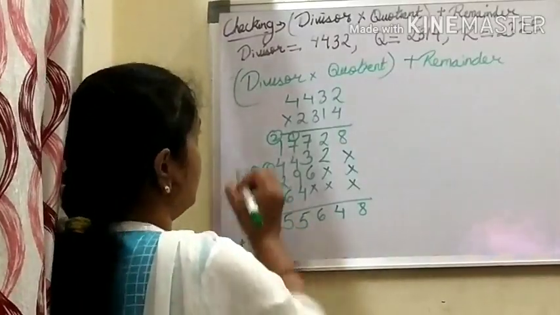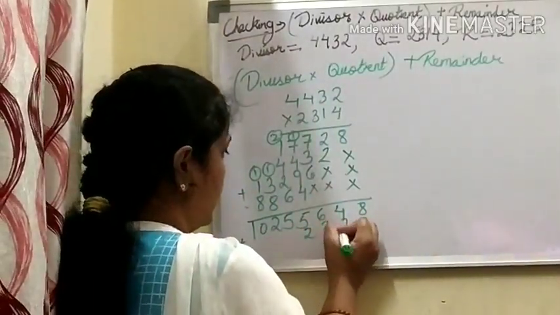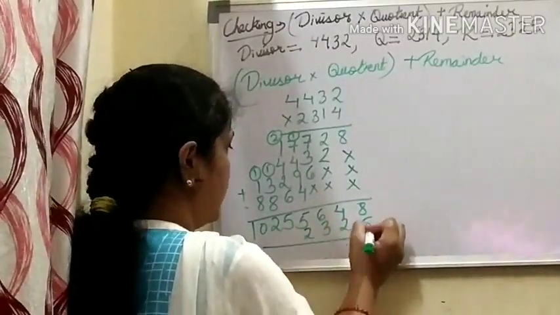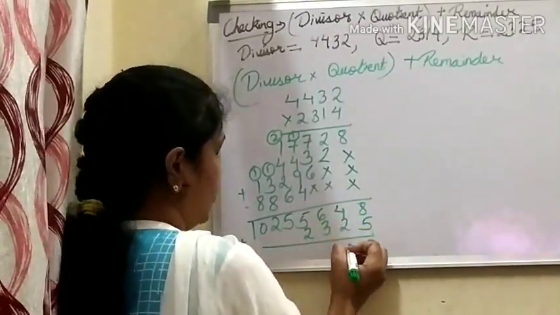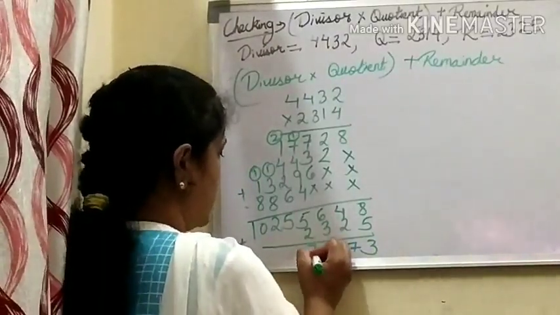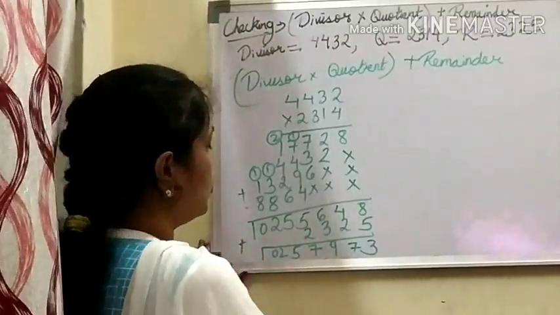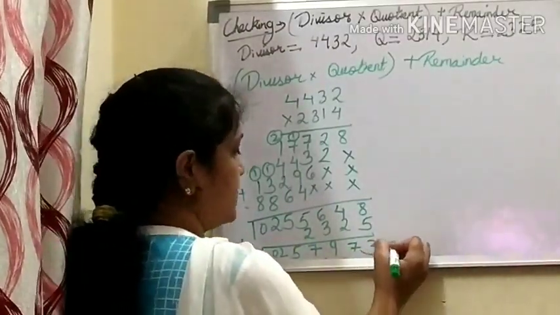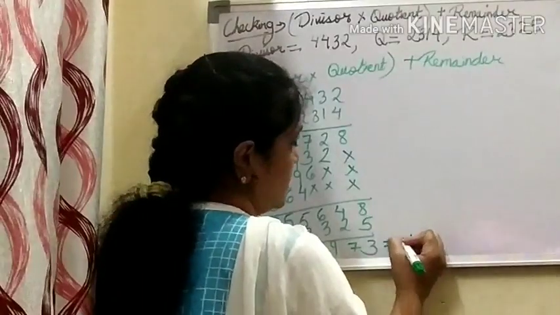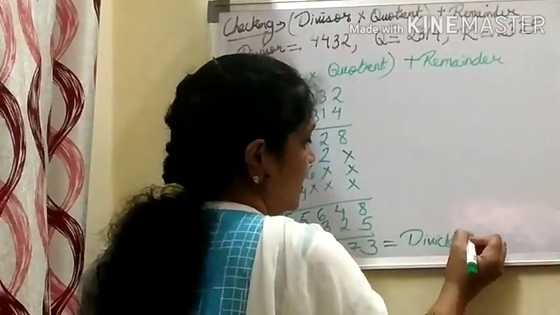Now what I have to do, I have to add the remainder, that is 2325. So what I got here: 8 plus 5 is 13, 4 plus 2 is 6, 4 plus 3 is 7, 6 plus 3 is 9, 5 plus 2 is 7, 5 2 0. So I got 10257970. So this is the dividend, which proves that our division is correct.